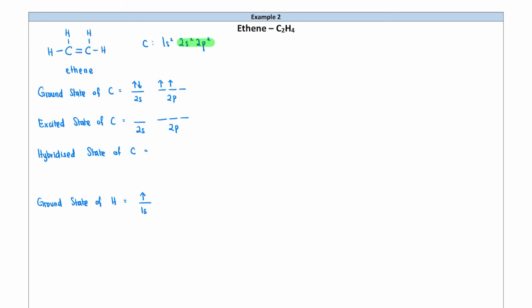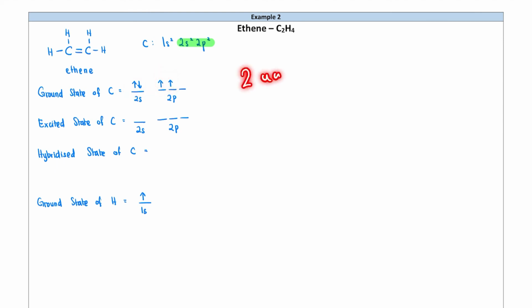Right, so this is the structure of ethene, and then the electronic configuration for carbon is 1s2 2s2 2p2. The valence electronic configuration just 2s2 2p2. Okay, so this is the ground state of carbon, and then the excited state of carbon kita kena fikirlah sama ada kita perlu excite tak this electron dekat sini. Okay, so dekat sini kita ada 1, 2 unpaired electron.